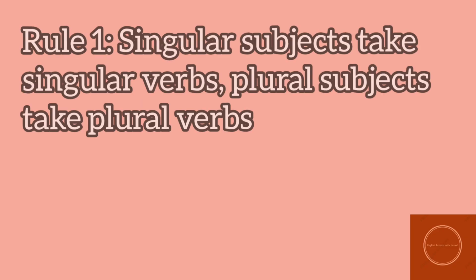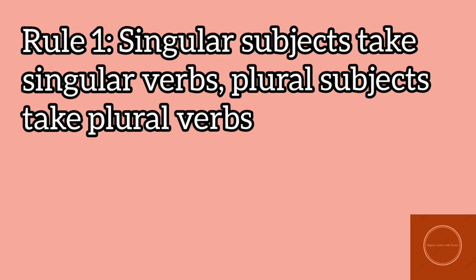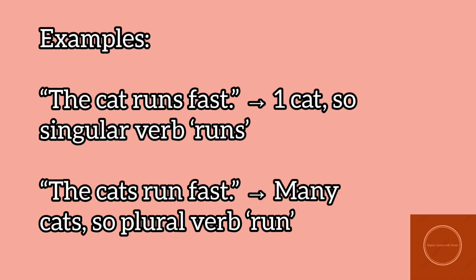So we have rule number 1, singular subjects take singular verbs, plural subjects take plural verbs. Sounds easy, right? I'll also tell you the reason behind it. A single thing needs one action and multiple things need many actions that matches them. That is the basic reason behind this rule. Let's also see an example. The cat runs fast. So there is one cat and there is one verb for that, which is runs.